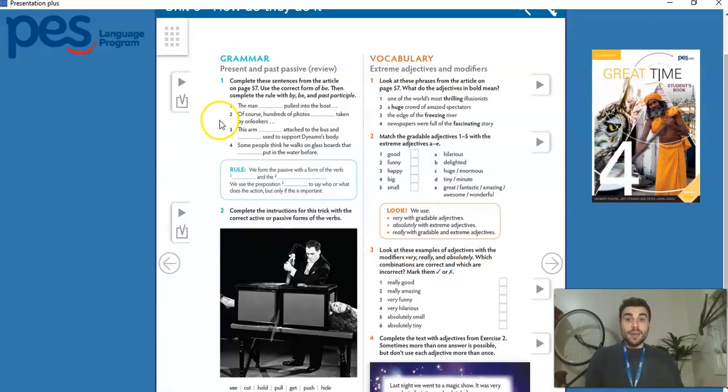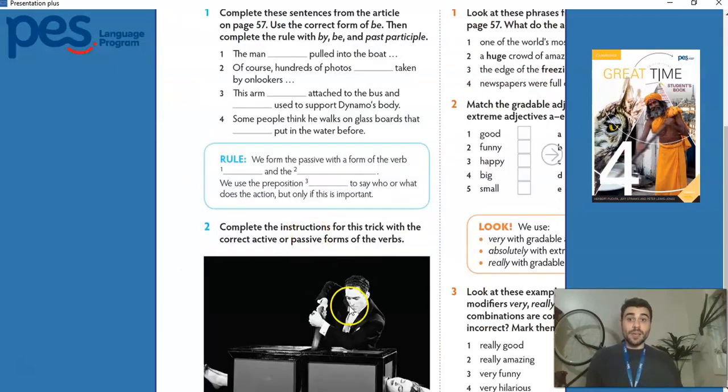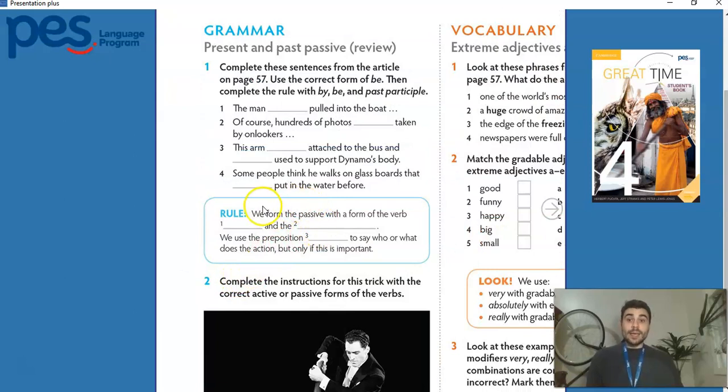So, going back there, we have the rule. And here for the rule, the same thing. I want you to pause the video and I want you to read the rule here, and you have to complete the rule with the word by, the word be, and the expression past participle. Okay, so analyze the sentences here, and try to complete the rule over here. So pause the video and complete the rule. Then come back here for us to check. Okay? Very good.